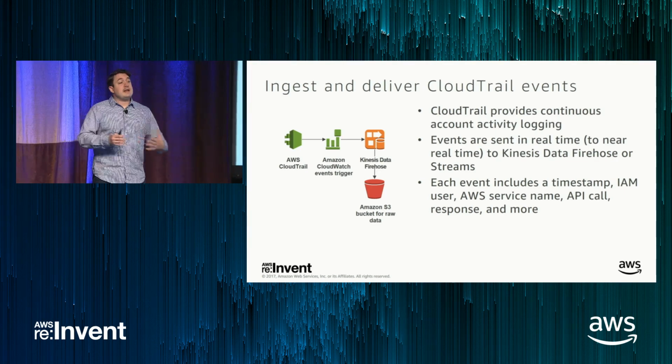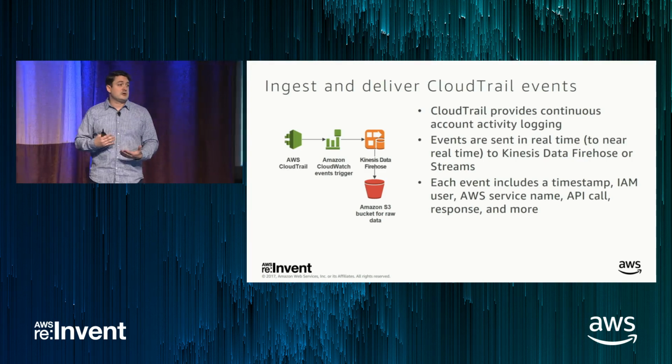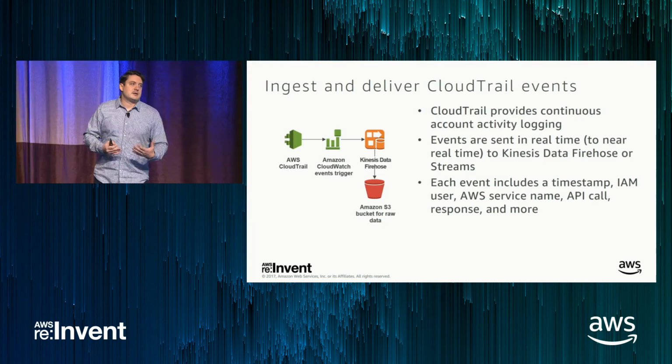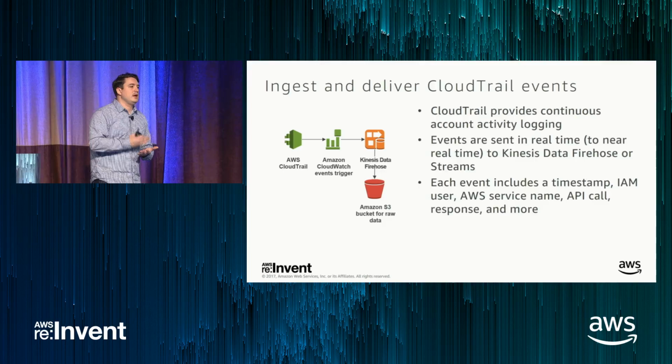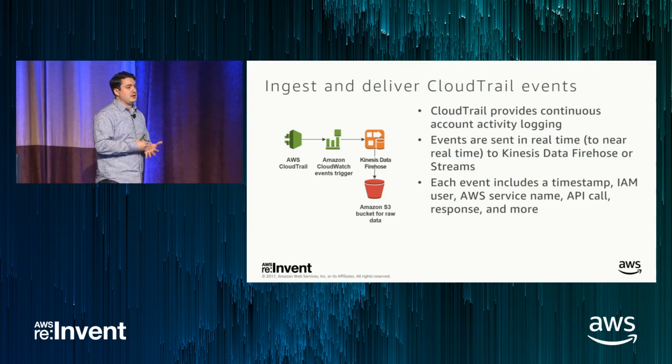If you didn't have the other half of the pipeline, you might set the buffering hint to be a lot faster, so maybe once a minute. So you get that data to land in S3 and start your ETL processes as fast as possible.